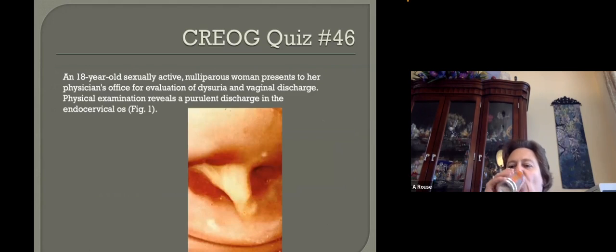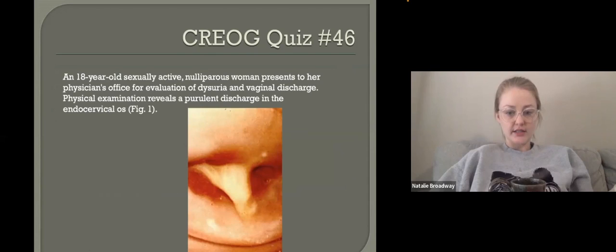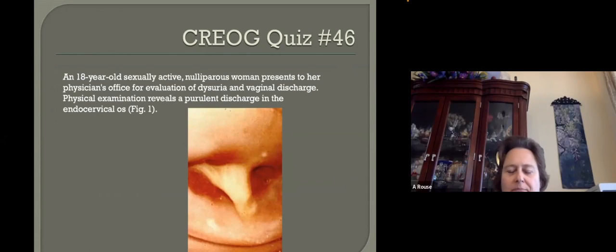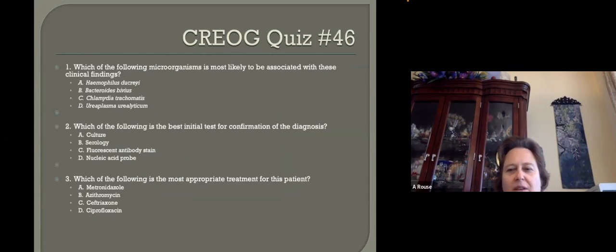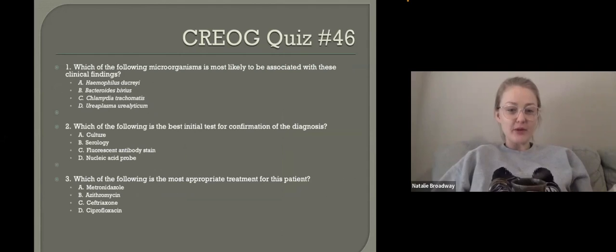Sure. An 18-year-old sexually active nulliparous woman presents to her physician's office for evaluation of dysuria and vaginal discharge. Physical exam reveals a purulent discharge in the endocervical os. See figure 1. Not the greatest quality, but there you go. All right, so you get 3 questions. Which of the following organisms is most likely to be associated with clinical findings?